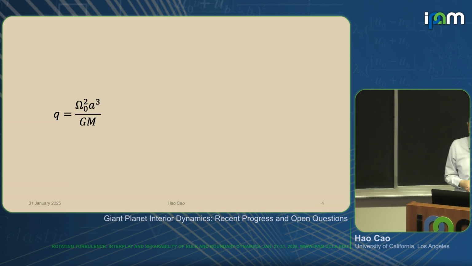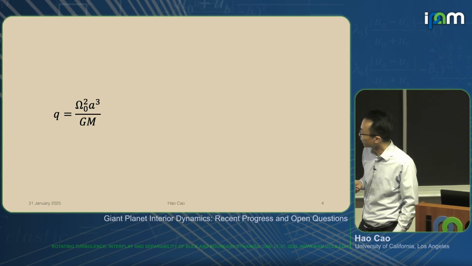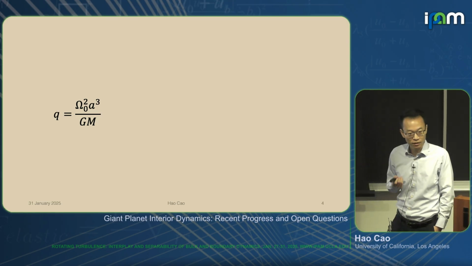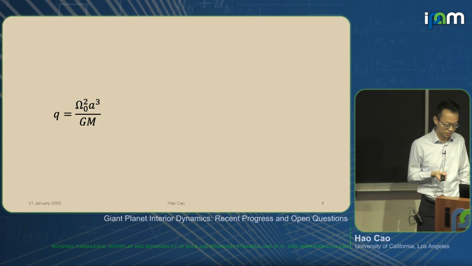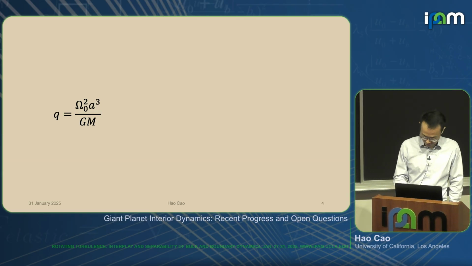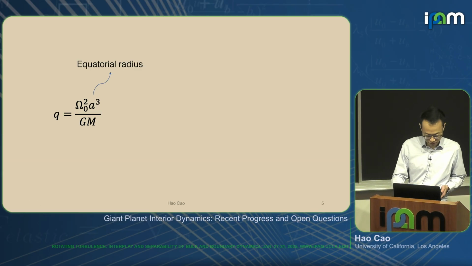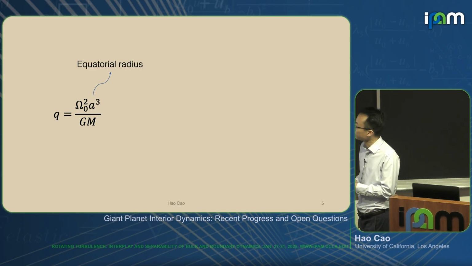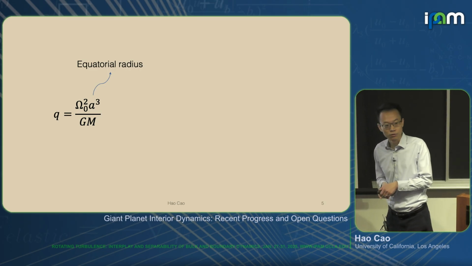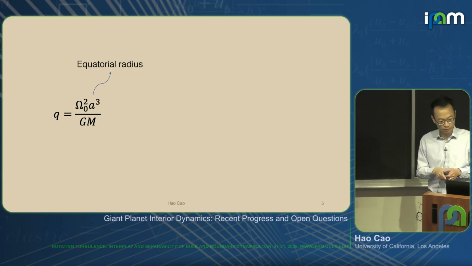So what is Q? Q is omega squared A cubed divided by GM, right? I think everybody knows what omega and GM are. Omega is the rotation rate, G is the gravitational constant, M is the mass of the planet, and the only thing that needs an explanation is A. That's the equatorial radius of a planet.